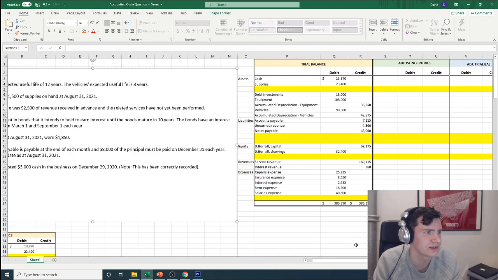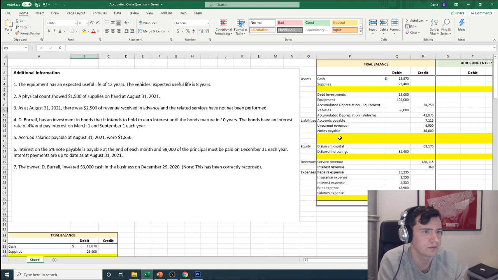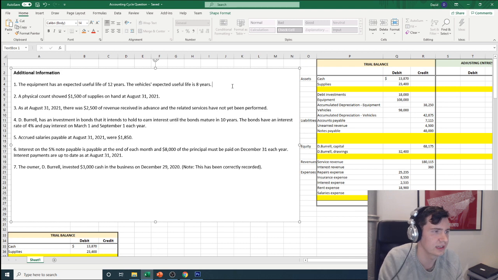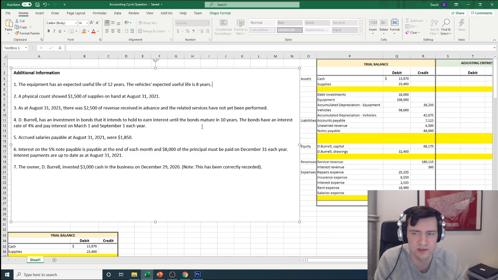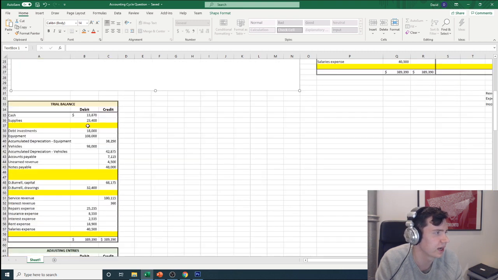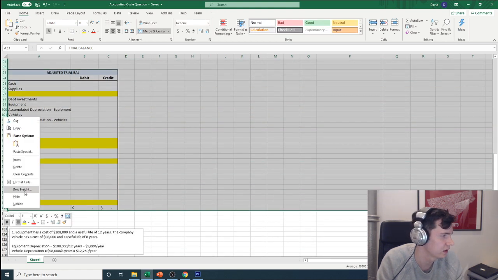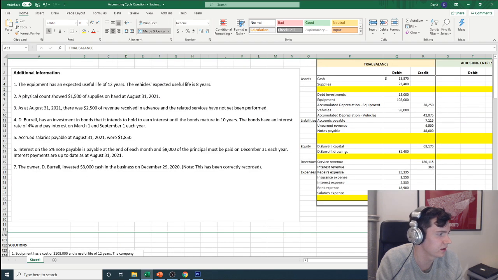On the right-hand side, you can see that the equipment has a debit balance of $108,000, and the vehicles have a debit balance of $98,000. So, how are we going to get these numbers? We're going to be using straight line depreciation. That's the first thing we're going to be doing. I'm just going to hide these for now, because I want to get to the adjusting entries first.